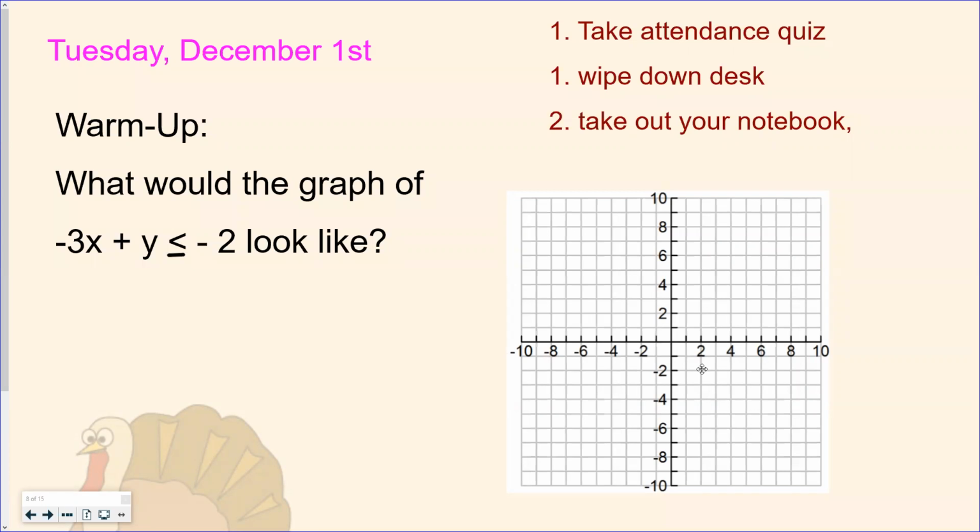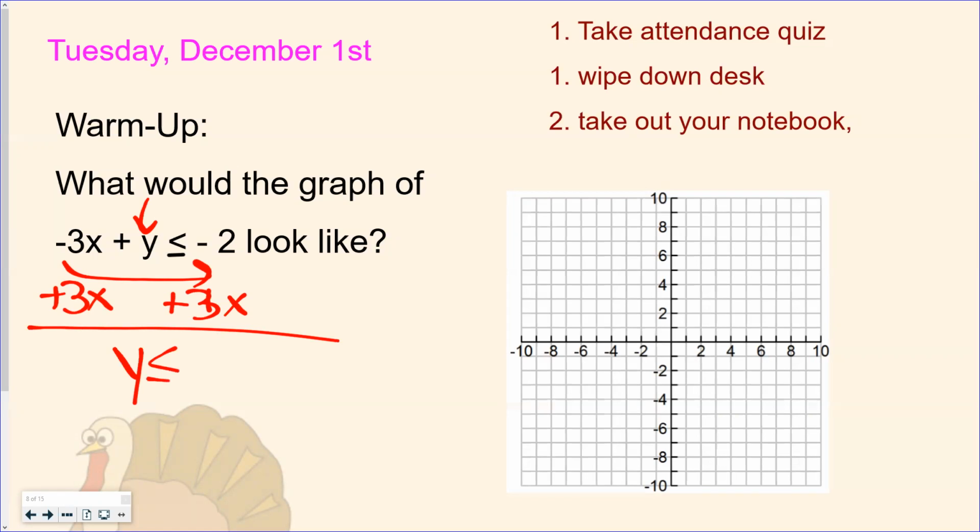Now, I'm looking at this equation and I already see it is not in slope-intercept form, meaning I need to go ahead and change this equation to where y is by itself and my x is on the other side. How do I get x to the other side? I add it. So now my inequality is y is less than or equal to -2 plus 3x.